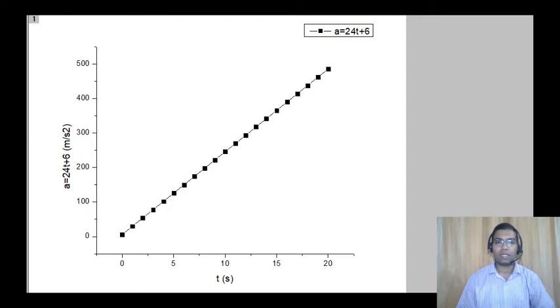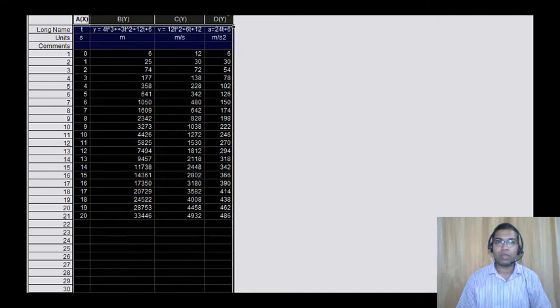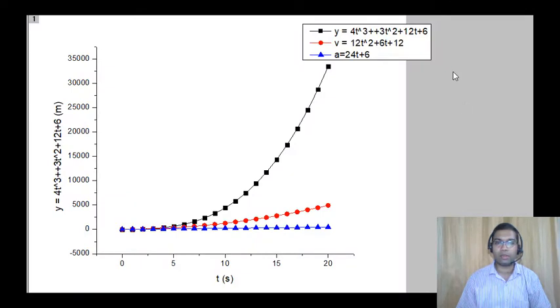Now, in order to understand what I'm trying to tell with these graphs, I will plot all of them in the same graph with respect to the x-axis, that is, time. When I plot all of them together, the black dot is giving me the displacement curve. The red one is giving me the velocity, and the blue triangle is giving me the acceleration. You can see what happens when I'm differentiating. The slope, the tan of the angle, tan theta, is decreasing.